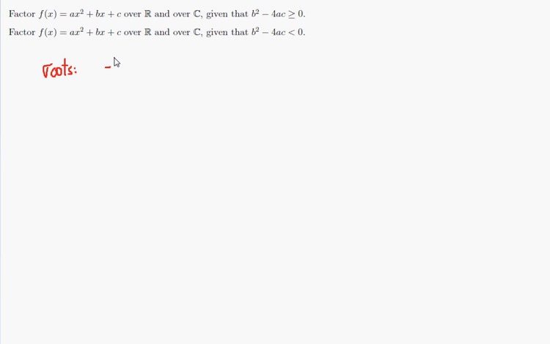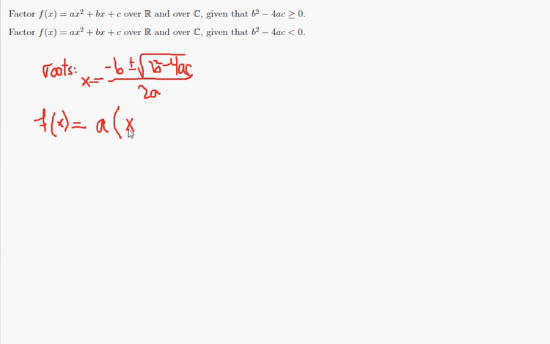are going to be negative b plus or minus square root of b squared minus 4ac divided by 2a. According to the quadratic formula, if I set f of x equal to 0, then x would be equal to one of these two roots. And so therefore, according to the unique factorization theorem, we can write f of x is equal to, well, the constant in front would be the a.